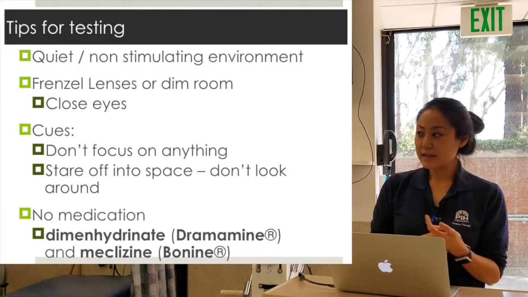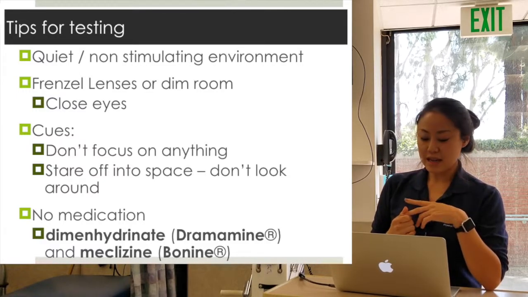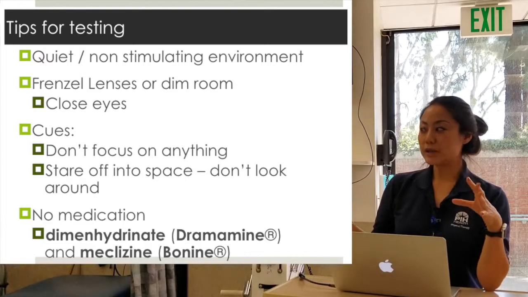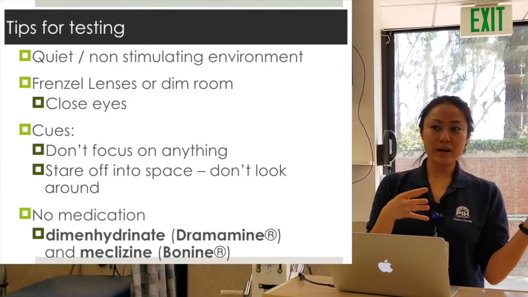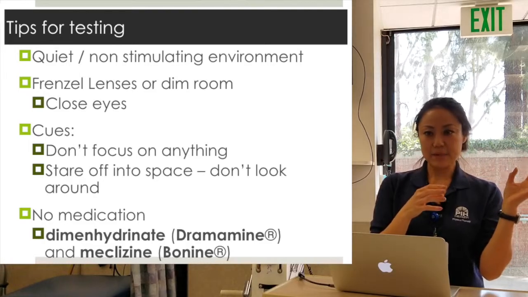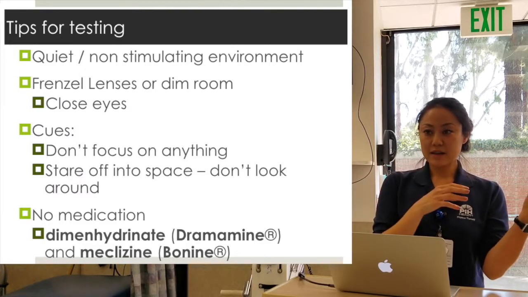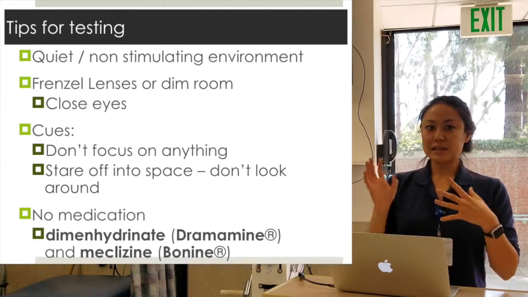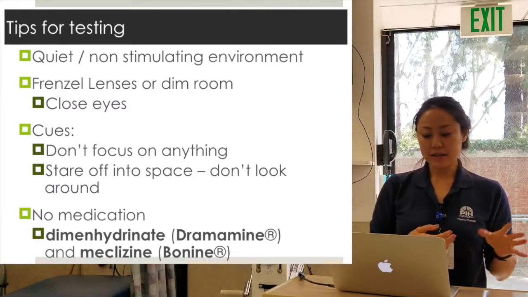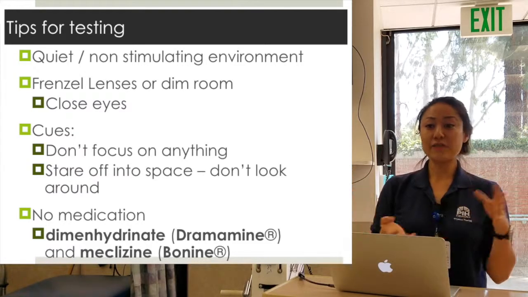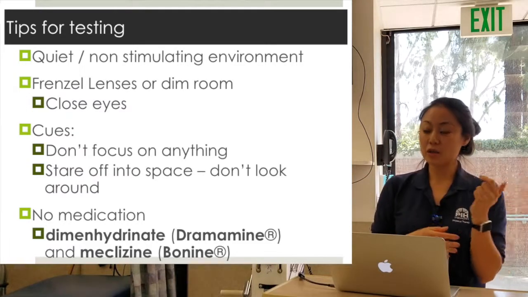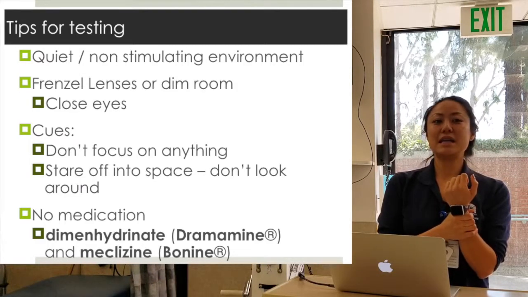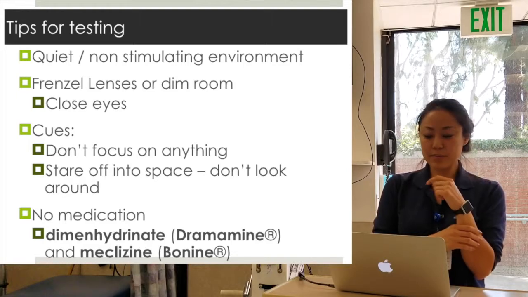So tips for testing, you want a quiet, non-stimulating environment. A lot of times in the gym, there's a lot going on, there's people, and so patients tend to want to look around, which can be confusing if you're looking for a nystagmus, or they're focused on something, they're gaze stabilizing, which can inhibit the nystagmus. So what you want is to take them to the back room, quiet, non-stimulating. I tell them to just kind of stare off into space and try not to look around. Ideally, if we had Frenzel lenses, that might make it easier to not gaze stabilize, but we don't have that.